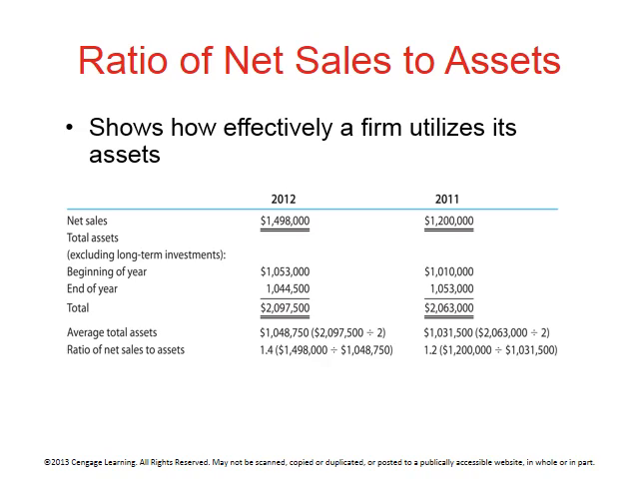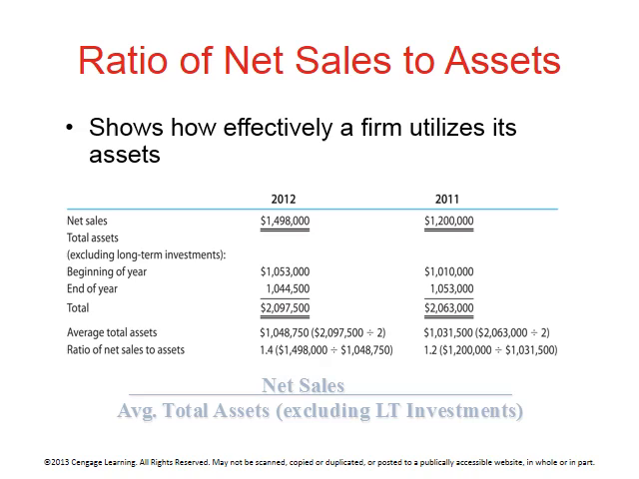So now if we take our net sales, 1,498,000, divided by our average total assets, we get a 1.4 ratio of net sales to assets. So that means that they have $1.40 of sales for every dollar of assets. And you look at it, it's an improvement over 2011. So they're utilizing their assets better in 2012 because they're earning $1.40 of sales for every dollar in assets versus $1.20 in sales for every dollar in assets in 2011. And for our average total assets, it's important to exclude long-term investments.